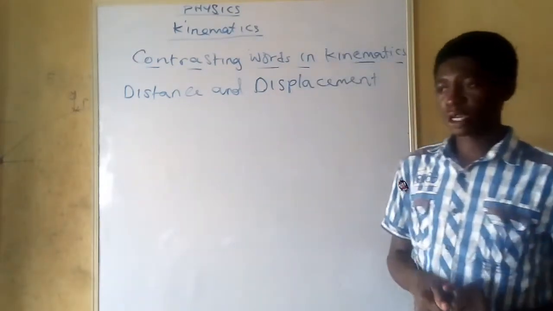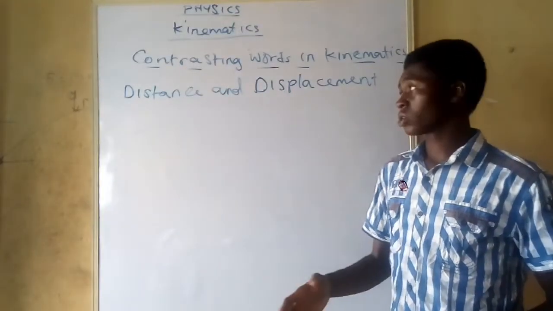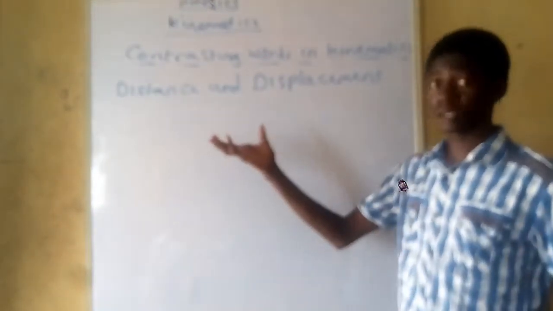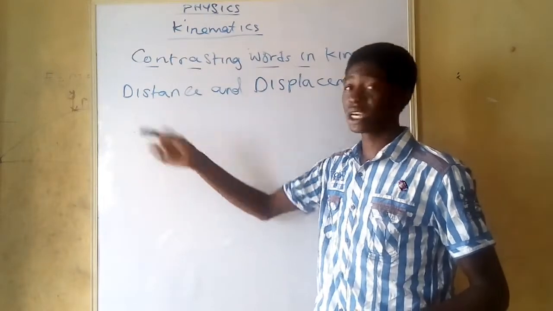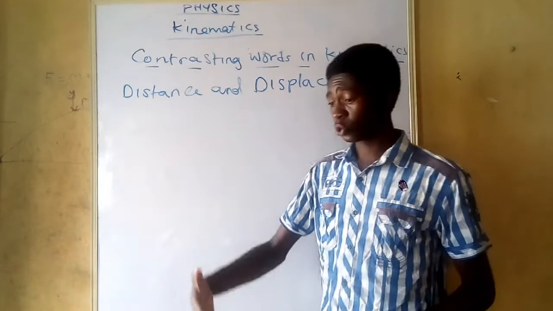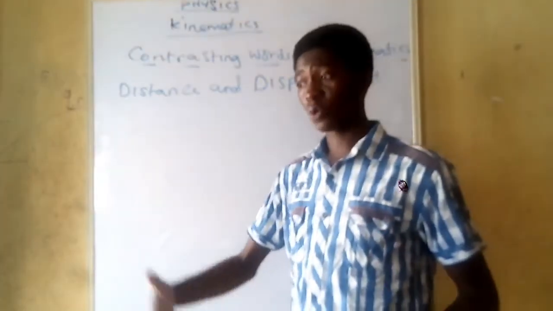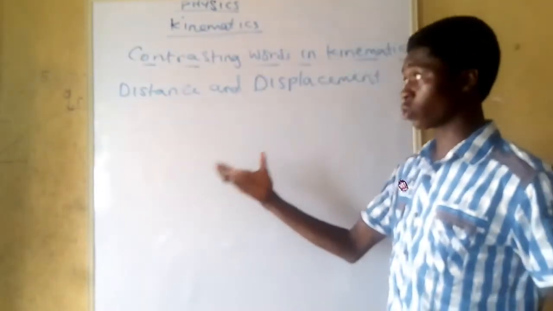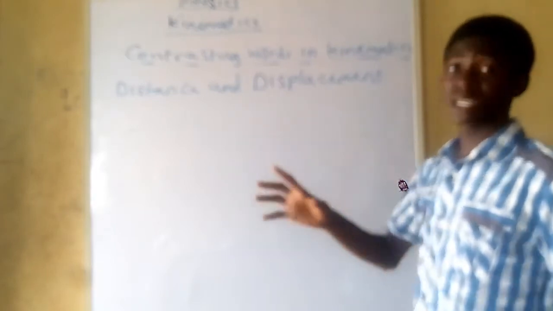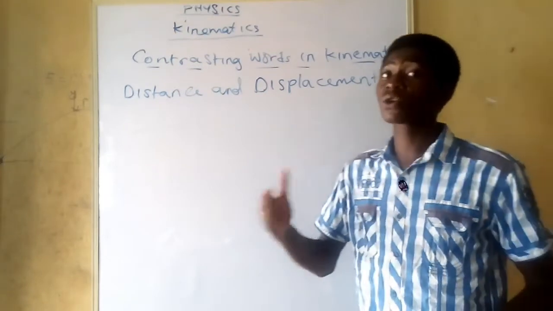Many people, when they see these two words, use them interchangeably. Some people are confused about what the two words really mean. Now, I told you before that distance is the space you cover during your travel or during your motion. The total space you cover, you add them together, that is distance. But what about displacement? Displacement is talking about how far you are.